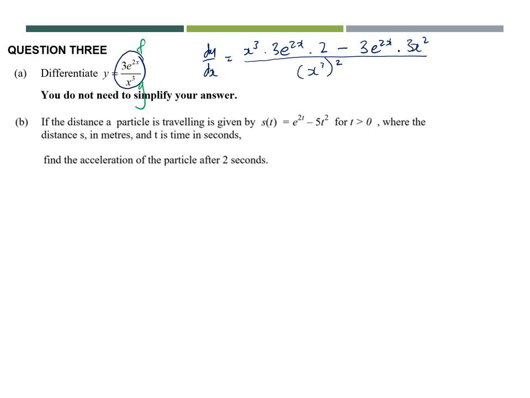Next one, if the distance of a particle travelling is given by this function, where the distance is in meters and time in seconds, find the acceleration after 2 seconds. Okay, so I need to find a(2). Now, remember, if I've got distance with respect to time, getting to velocity is differentiation, getting to acceleration is again differentiation.